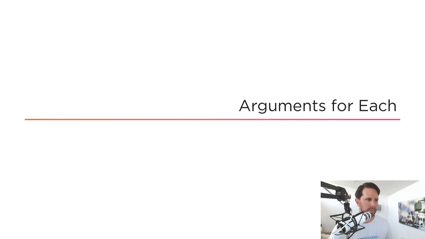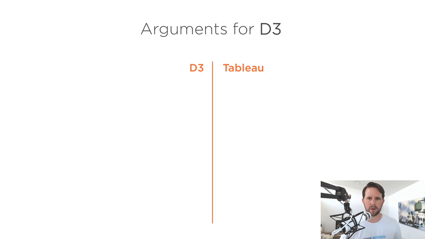And I'm going to talk about arguments for each one. So the first are the arguments for D3. One of the key arguments is that it's open source, which is great because then other people can contribute to it. There's a big community that uses D3, a huge community, really. It's really hot in web technologies right now. Whereas Tableau is proprietary, it costs money, and it's closed.